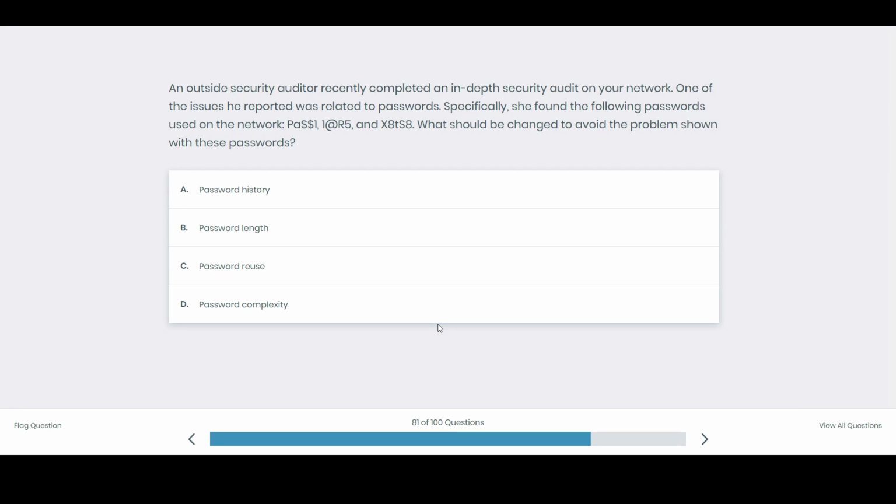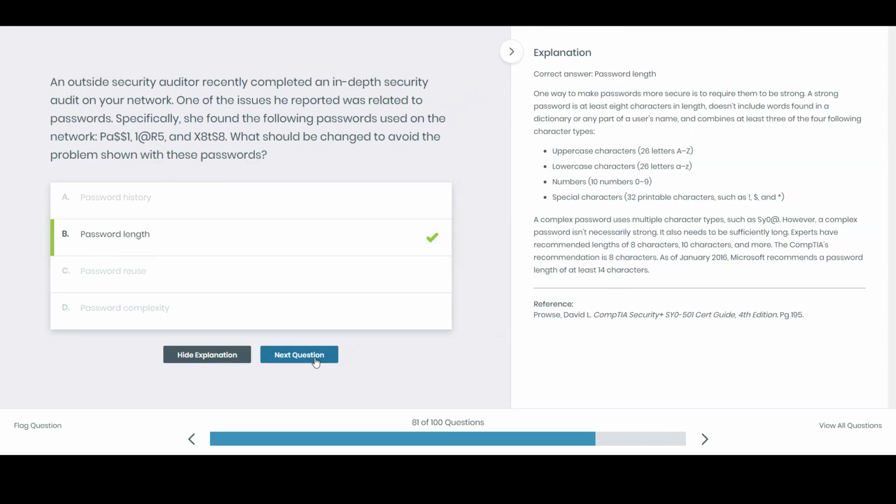Okay, question 81. An outside security auditor recently completed an in-depth security audit of your network. One of the issues he reported was related to a password. Especially, she found the following password used on the network. The problem shows the password length. I think this is password length. This is a very short one. You need at least 8 or 14 characters. One way to make passwords more secure is to require them to be strong, uppercase characters from lowercase. Complex passwords use multiple character types.